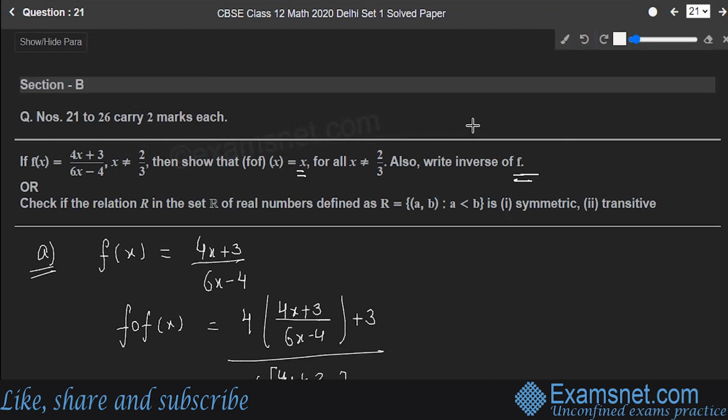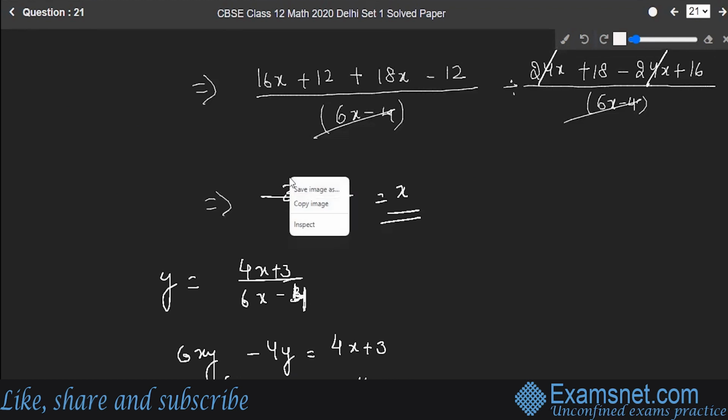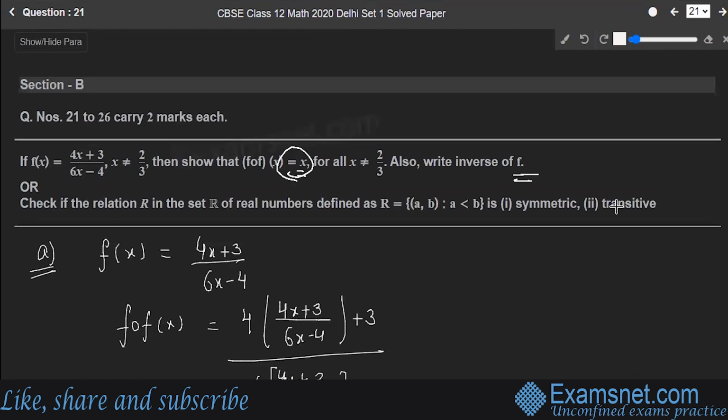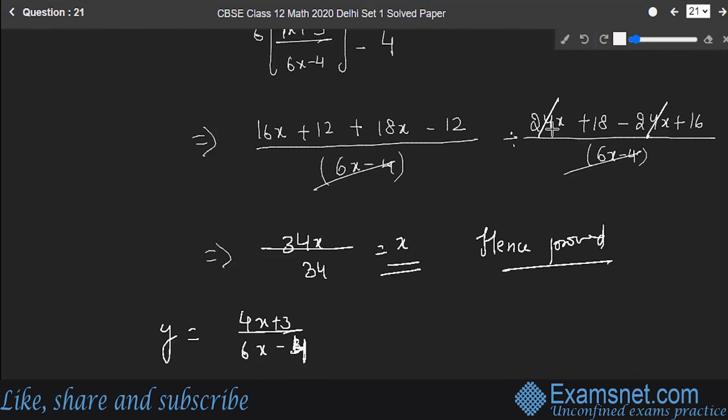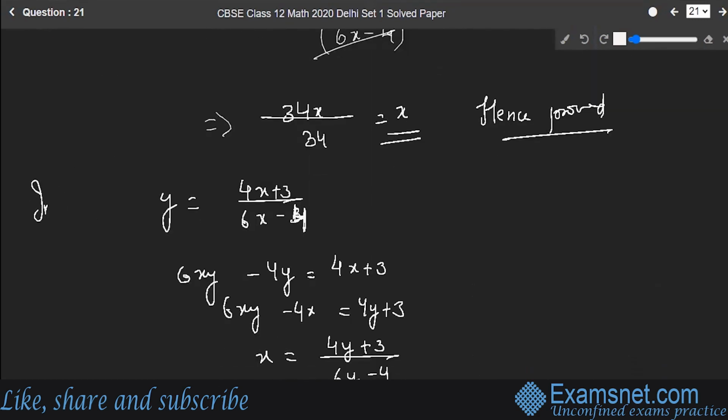Let's move to the B part, because we have already shown that this is equal to x over here. This was the hence proved. And you had to find out the inverse of the function f. And here, this is the inverse of the function f. All right. Okay. So hope you understood that. Let's move to the next question.